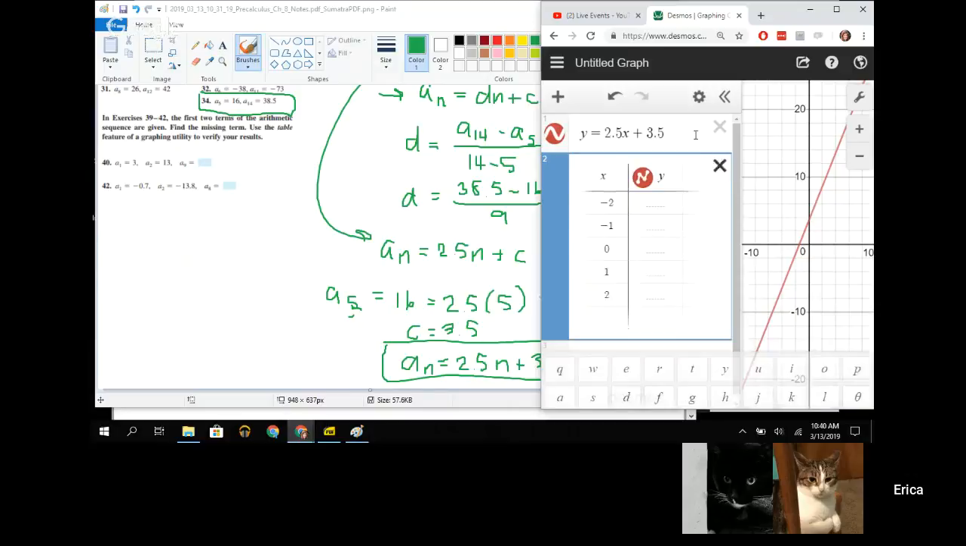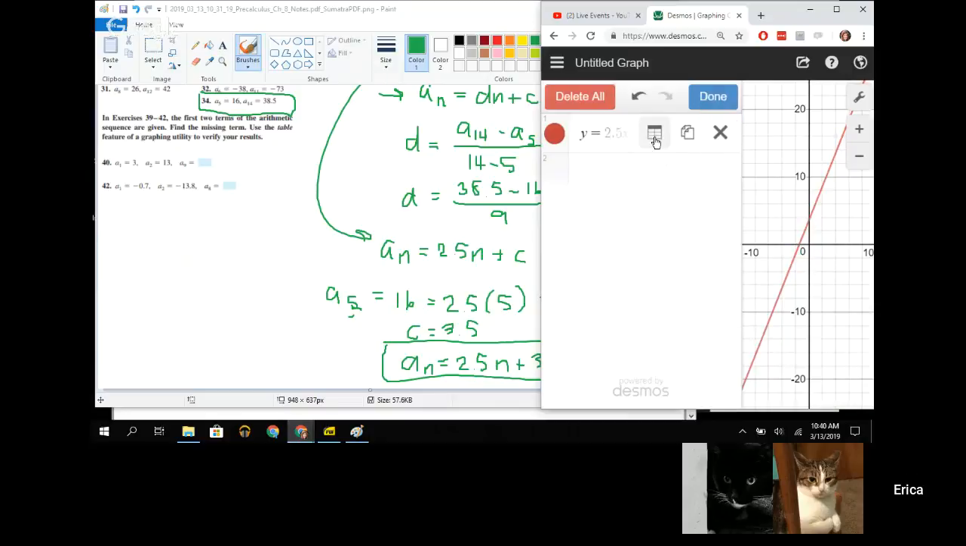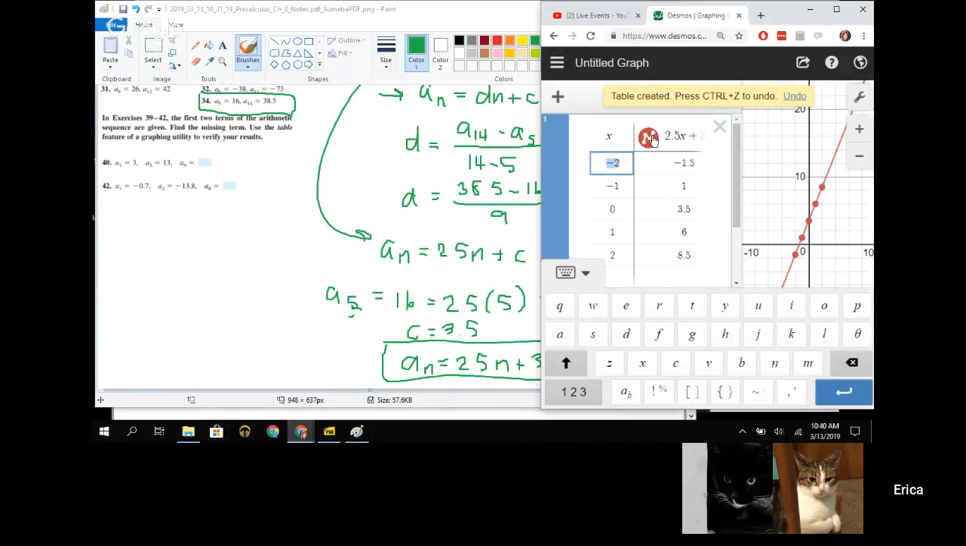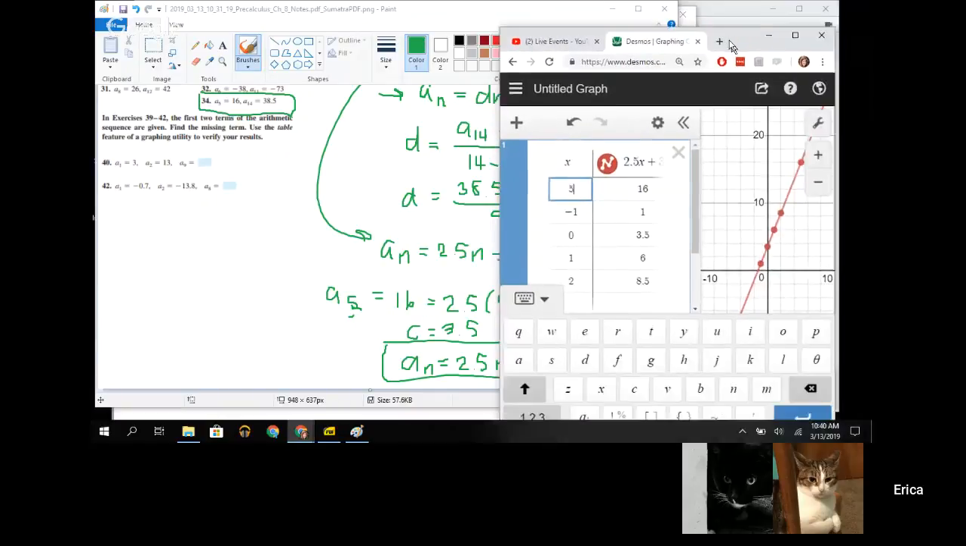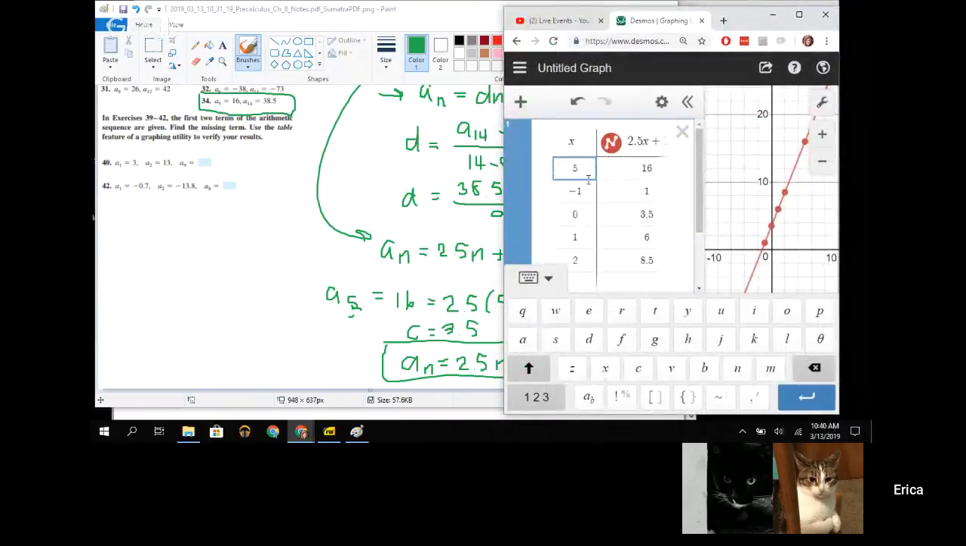Oh, it still doesn't like that. All right, let's start over. There we go. Okay, so the first thing that I want to do is plug in: when a equals 5, it equals 16, so that's good. And then when a equals 14, it should be 38.5. So when it equals 14, we should get 38.5. So that's good. That means we had our sequence there.